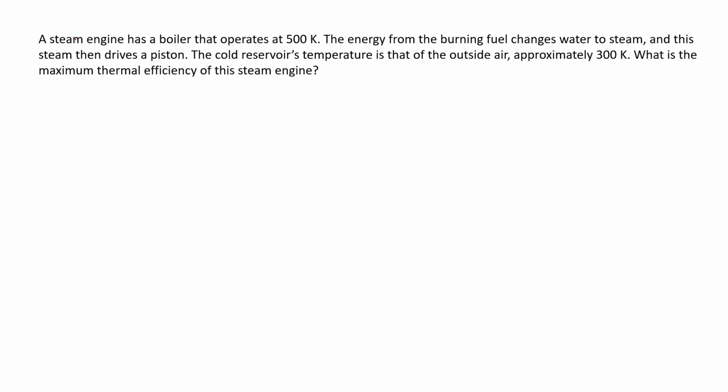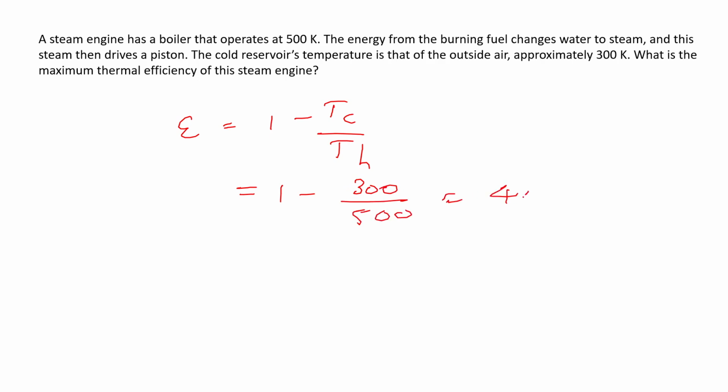So how much are you getting? What is the efficiency, how much percentage? 40%. It's very easy to calculate. Efficiency will be 1 minus Tc divided by Th. So just substitute the values: 1 minus 300 divided by 500. So it will be 40%.